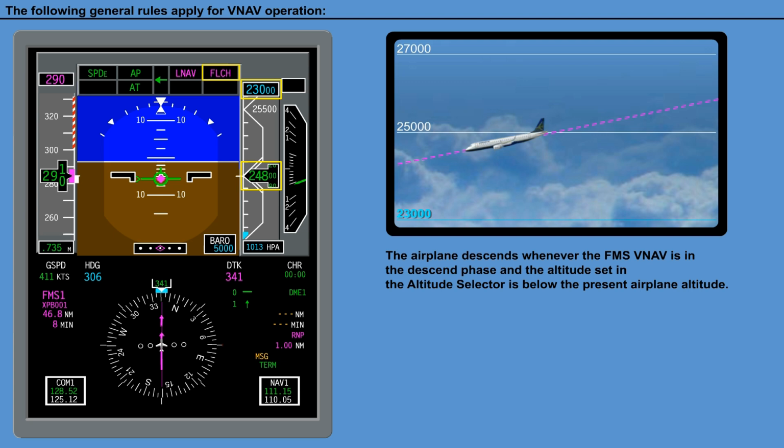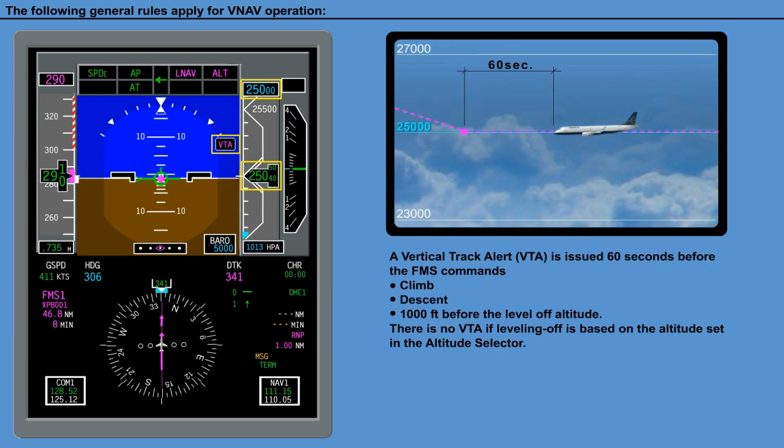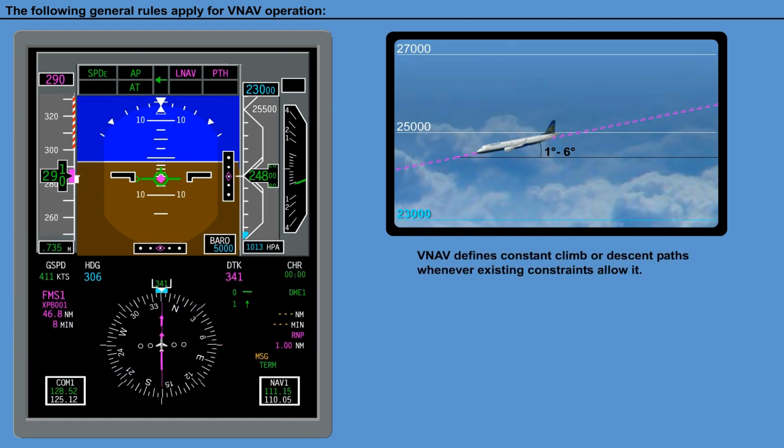The airplane descends whenever the FMS VNAV is in the descend phase and the altitude set in the altitude selector is below the present airplane altitude. A vertical track alert, VTA, is issued 60 seconds before the FMS commands a climb, descent, or 1,000 feet before the level off altitude. There is no VTA if leveling off is based on the altitude set in the altitude selector. VNAV defines constant climb or descent paths whenever existing constraints allow it.